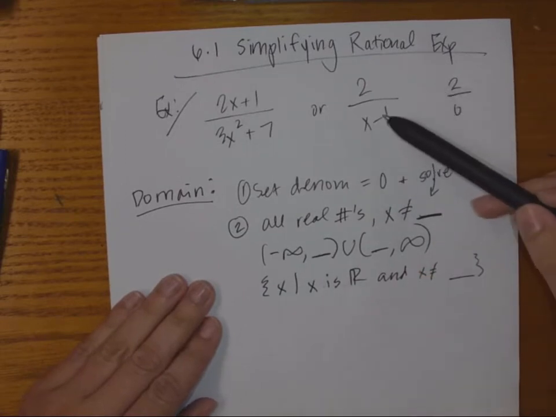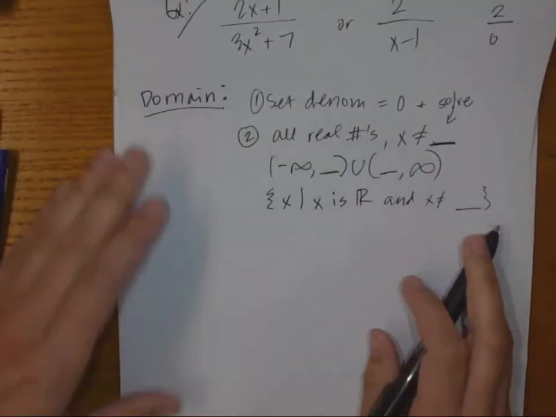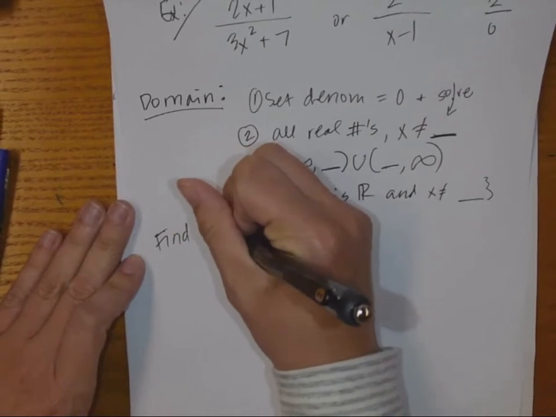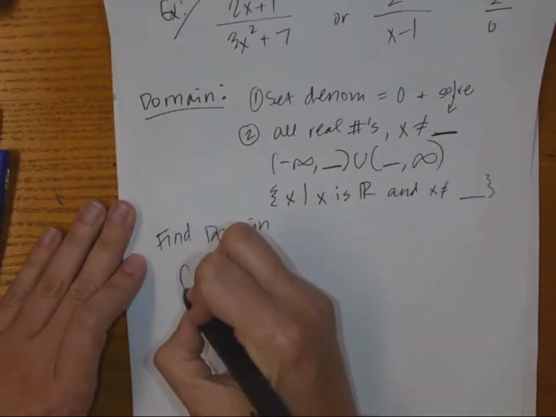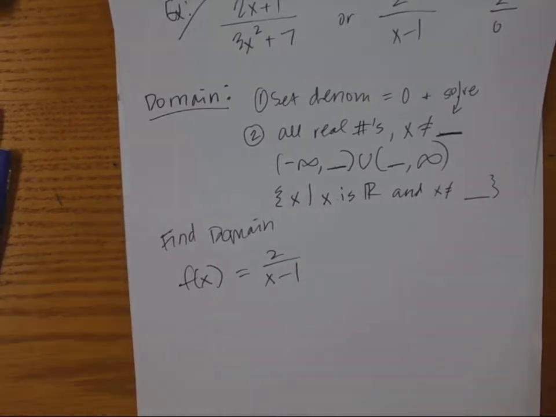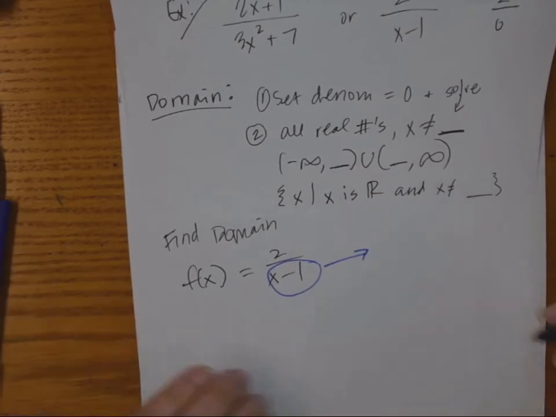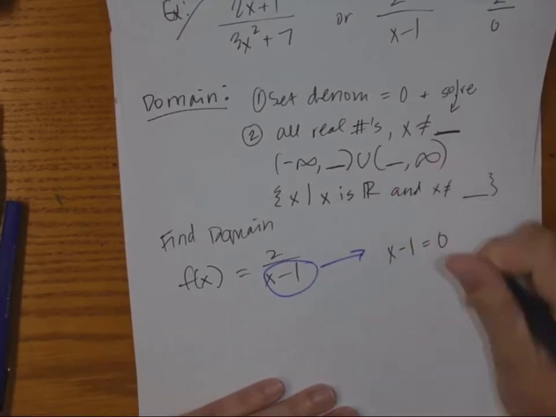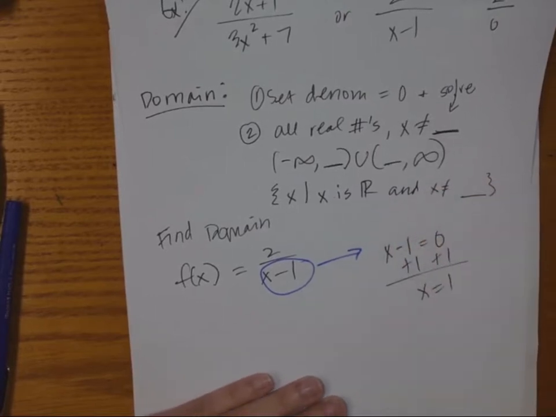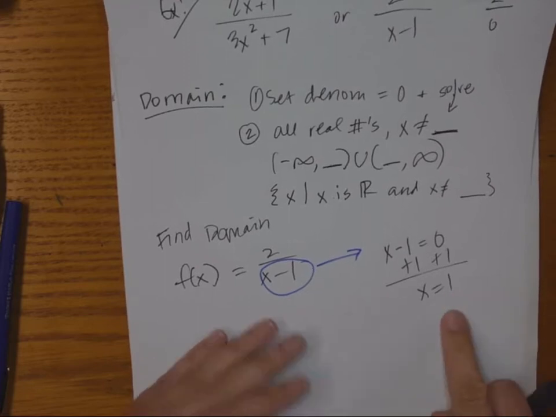Okay, so for example, this problem that we had up here, 2 over x minus 1. If I was going to find the domain for that, your problem would say, find the domain for the function f of x equals 2 over x minus 1. So to do that, I'm going to take my denominator, the x minus 1, set it equal to 0 and solve. The way I solve it is I just add 1 to both sides, and so I get x equals positive 1. And my domain is every single number in the whole entire world except for 1.